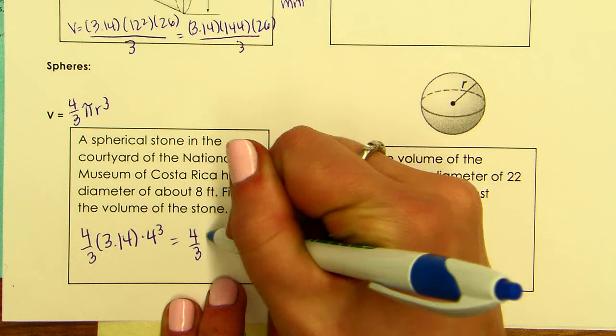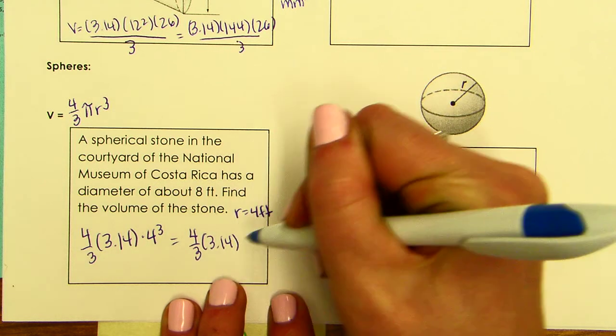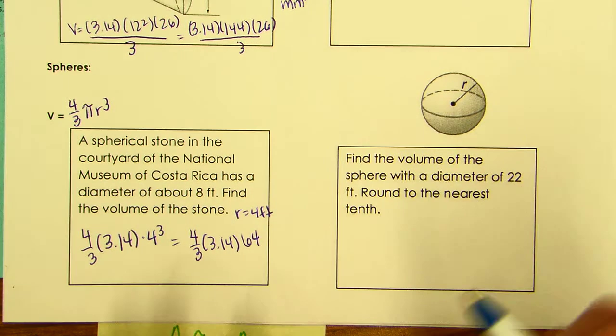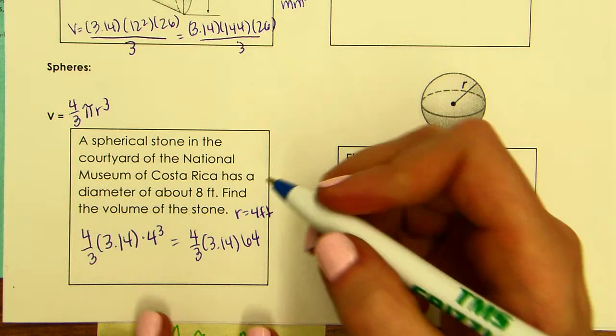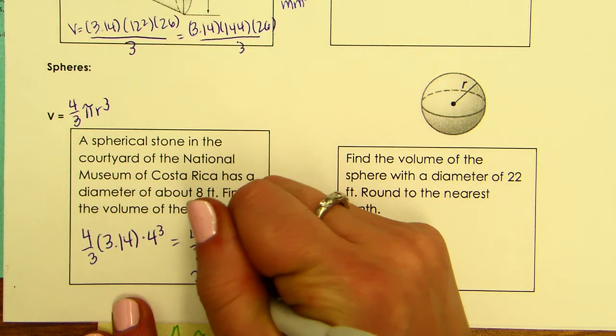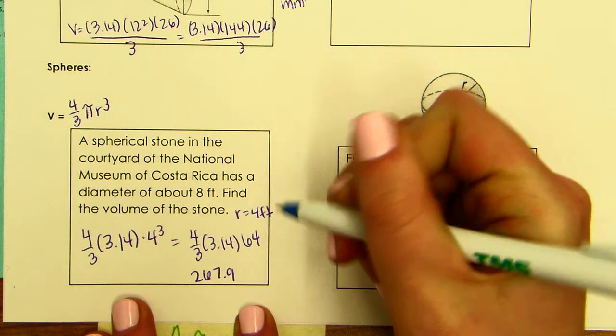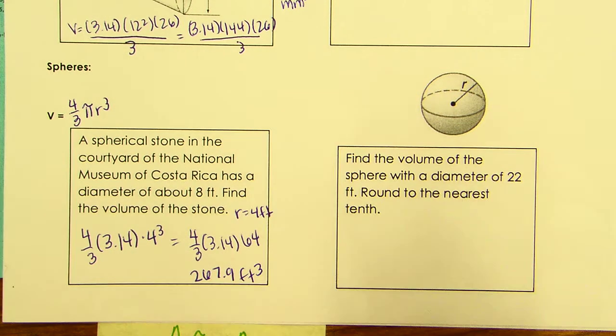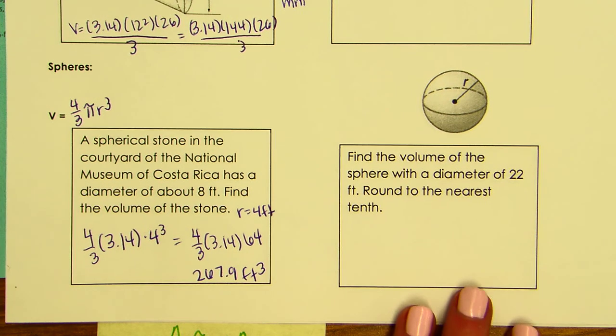So I have 4/3 times pi times 64, which, if I round to the nearest tenth, is 267.9 cubic feet. Type that one in again just to make sure. Yeah, I got the same thing. Okay, our last one. Find the volume of the sphere with a diameter of 22 feet.